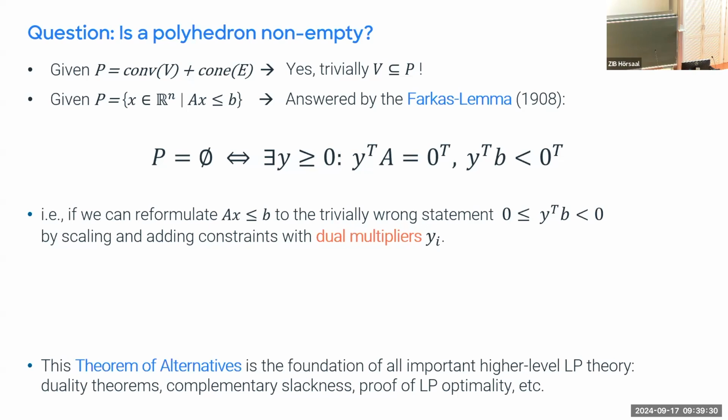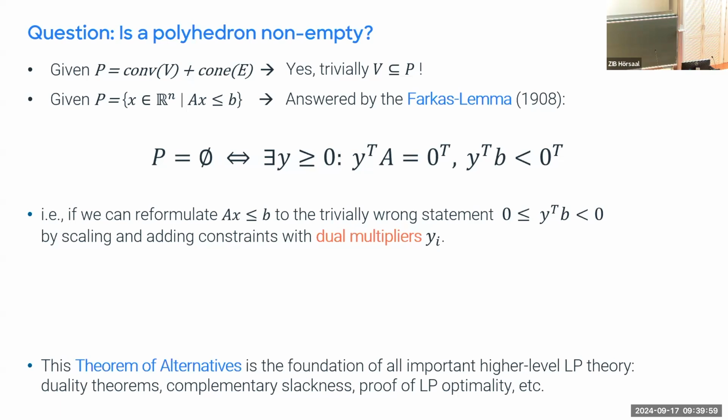Why is this a contradiction? Because if I apply this y to Ax less than or equal to b, I get the wrong statement, 0 less than or equal to y transpose b, and that's negative, right? This can't hold. So the Farkas lemma tells me the polyhedron is empty if and only if I have such a simple Farkas proof. And if it's non-empty, then it's impossible to find that, obviously.